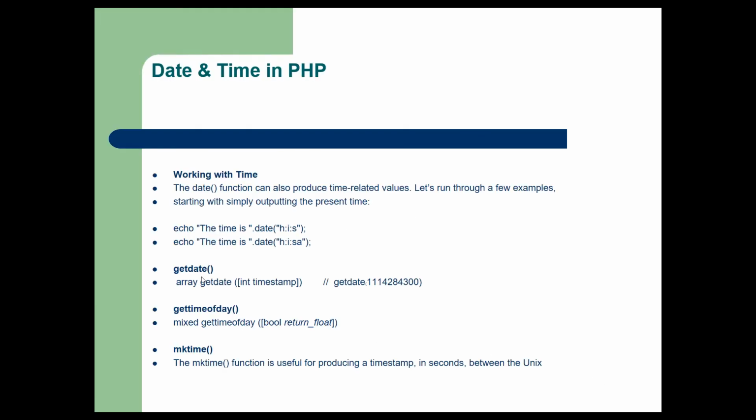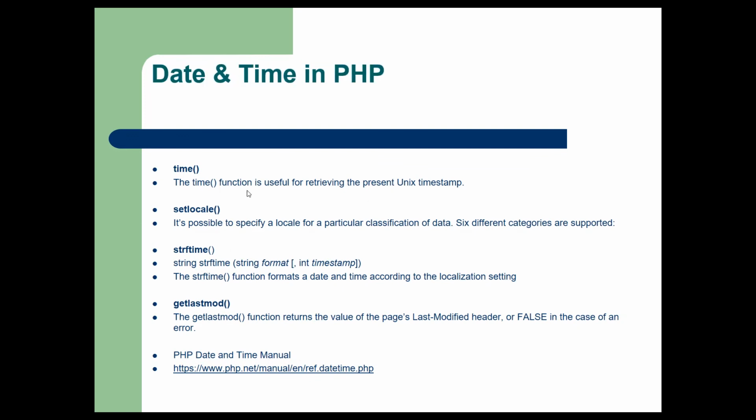Some of the other important methods are getdate, gettimeofday, and mktime. The time function is very useful for retrieving the current Unix timestamp. setlocale, strftime, and getlastmod are also used. If you want to read more details about PHP date and time related functions, you can visit the PHP manual and read details about date and time libraries.